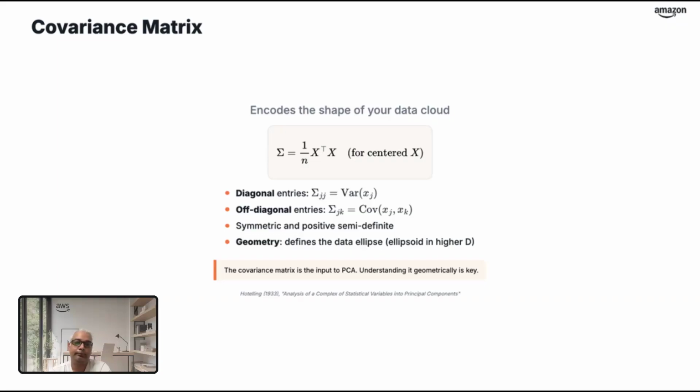This defines a data ellipse, like the contours of this, or an ellipsoid in a higher dimension. If a data distribution is following a normal distribution with this particular covariance matrix, then the contours of that distribution would look like ellipsoids in high dimension.